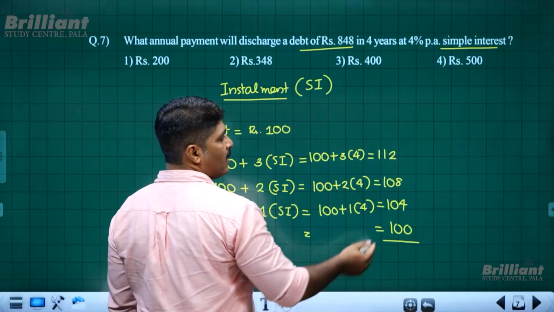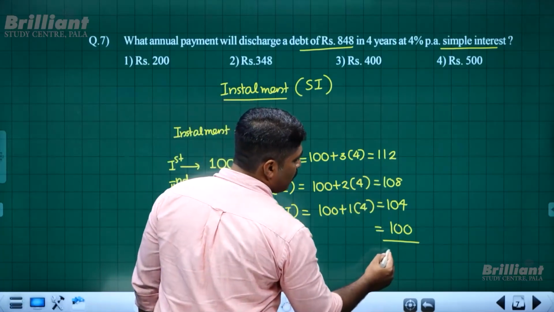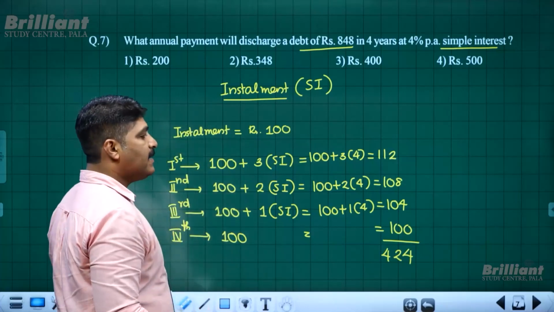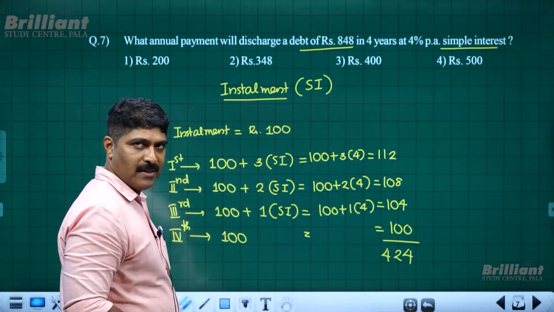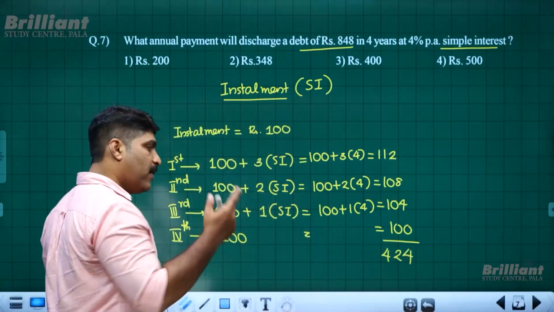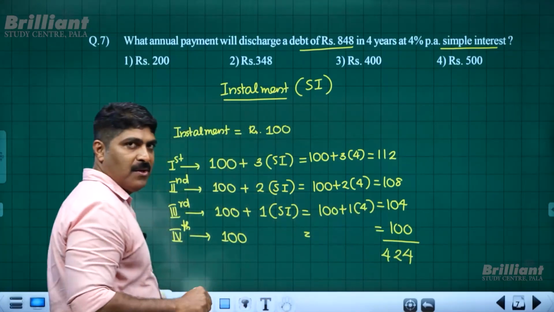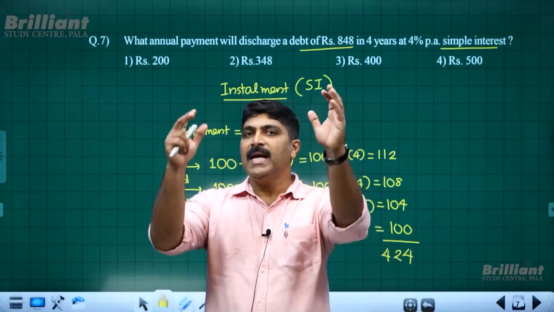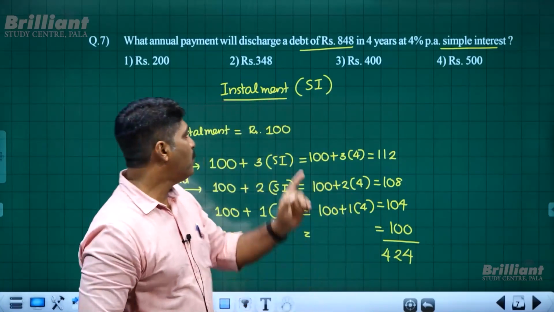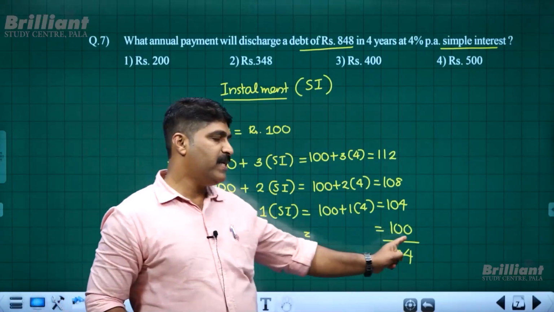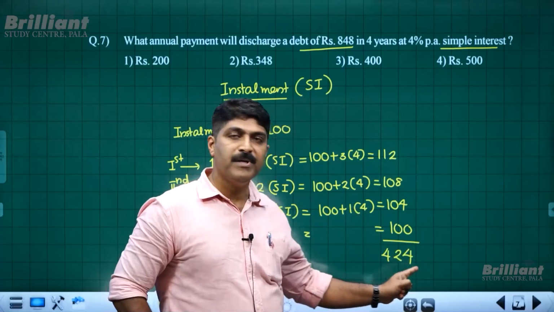So what will we get? This is equal to 424. Then we are connecting it with the given quantities. So this is your debt actually, and your installment is rupees 100. So these are representing values. Don't forget, we start our assumption from: let the installment amount be rupees 100. So if the installment is rupees 100, then the total debt is rupees 424.